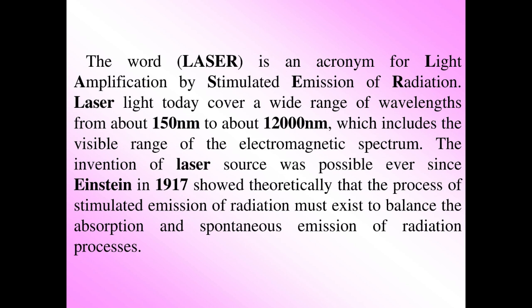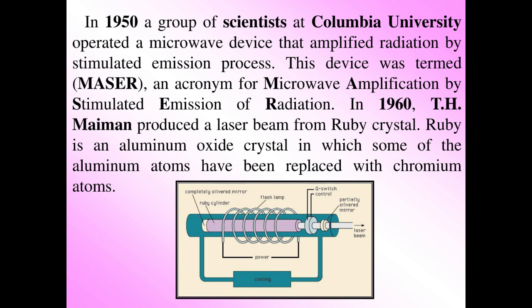The invention of the laser source was possible ever since Einstein in 1917 showed theoretically that the process of stimulated emission of radiation must exist to balance the absorption and spontaneous emission of radiation processes. In 1950, a group of scientists at Columbia University operated a microwave device that amplified radiation by stimulated emission process. This device was termed MASER, an acronym for microwave amplification by stimulated emission of radiation. In 1960, T. Maiman produced a laser beam from ruby crystal.